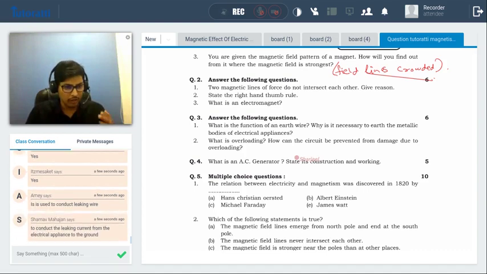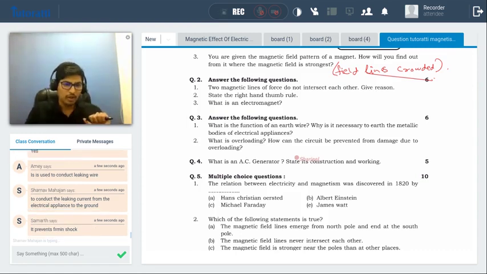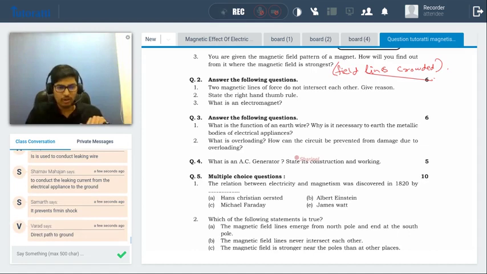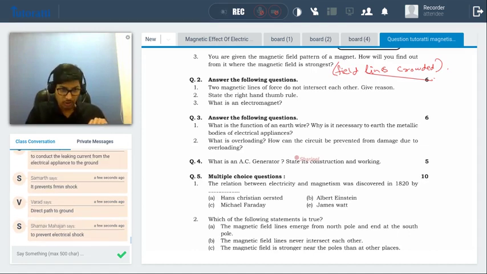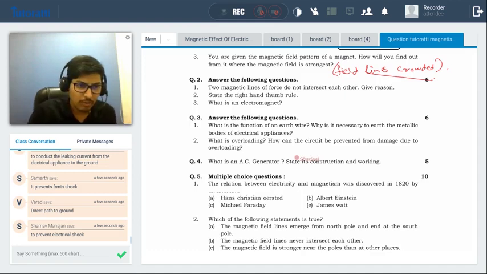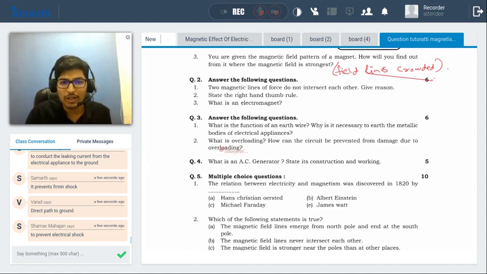It is used to conduct leaking current. Perfect, good job. So everyone knows what an earth wire is. You do not want me to go ahead and explain it, right? Someone is typing. Who's typing? Shadnav. It prevents from shock. Yes. Direct path to the ground. Excellent, brother. Okay, to prevent electric shock. Samarth, good job. All right. So you'll know this. I don't have to go into details about this.